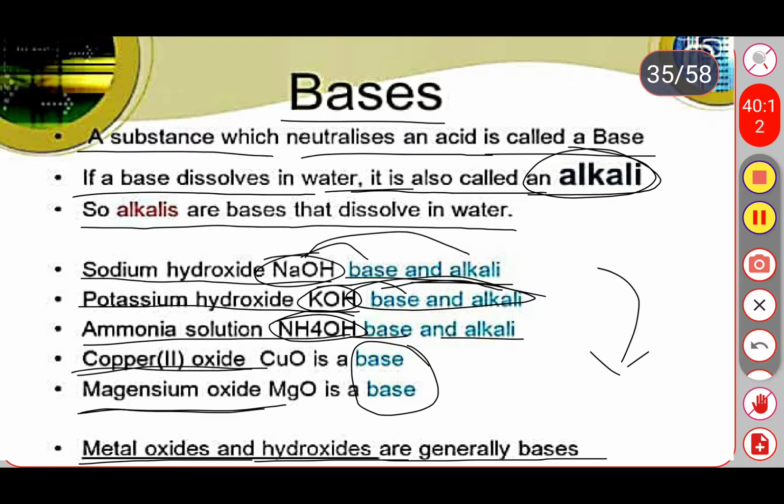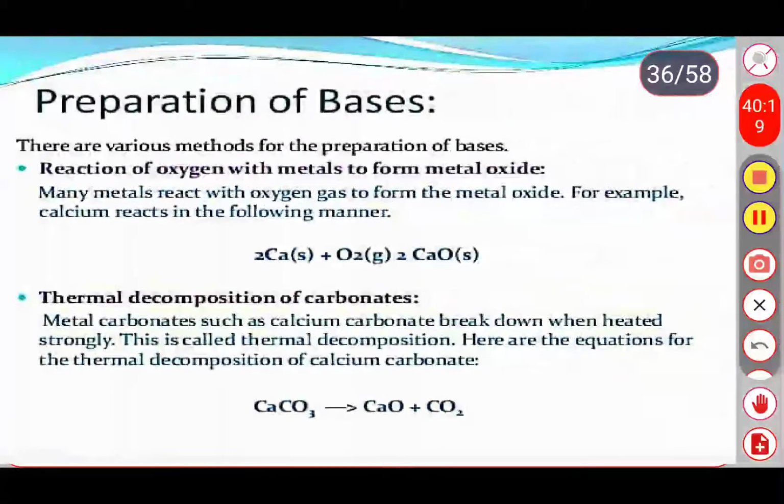See the preparation of the bases, how we are going to prepare the bases. We prepare the acids by direct combination or by dissolving the acidic oxides in water. We have two methods in the preparation of acids. The first one is the direct method. The second method is dissolving acidic oxides to get acidic solutions. So similarly, bases are prepared under some conditions. There are various methods for the preparation of bases.